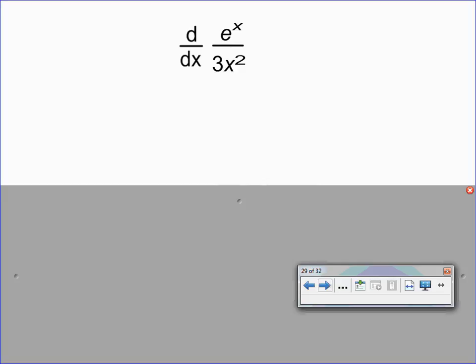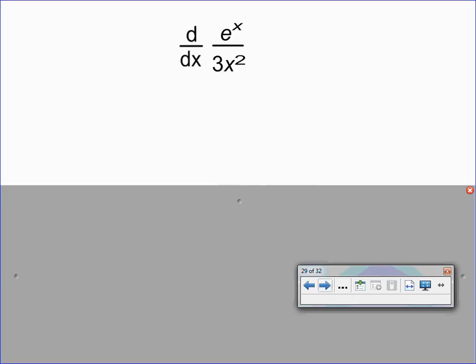Yeah, I can't do this in my head. It doesn't have to be fully simplified. Number 2. e to the x times 6x minus e to the x, 3x squared, all over 3x squared.